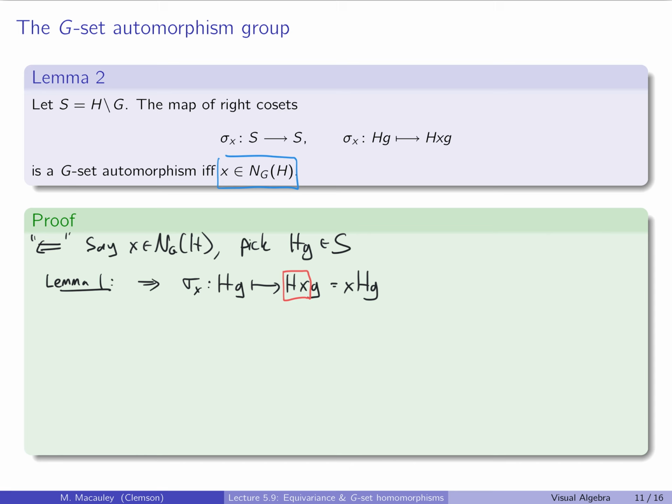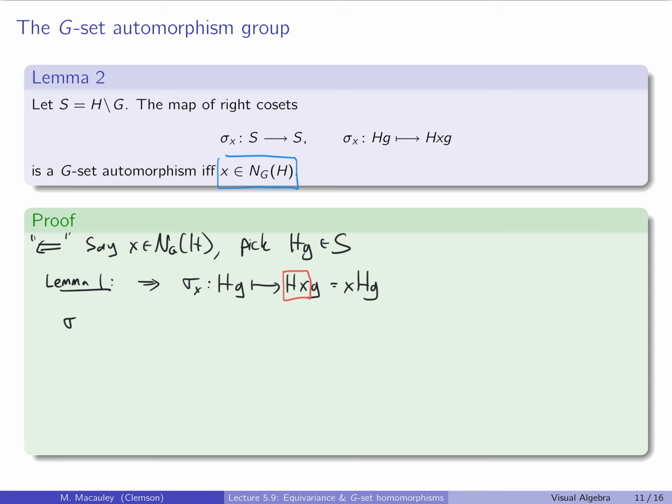And now we see that we have two operations. Right multiplying by g, or we can multiply this coset by some other element. Right multiplying, which is the action, clearly commutes with left multiplying by x, because it doesn't matter what order we do those in. And that's what it means for this to be equivariant. In other words, to be a G-set automorphism. That's really the only missing piece.